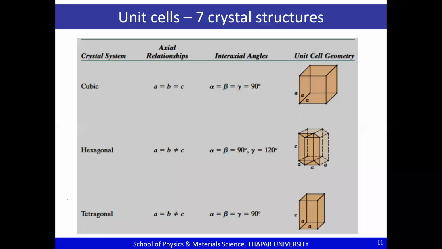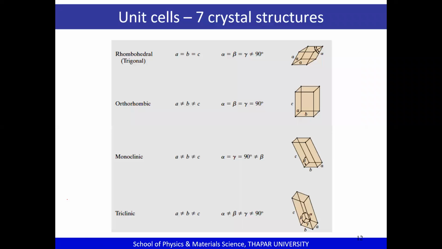Third system was tetragonal. Tetragonal also has the same axial relationship, that is A equal to B but not equal to C, while all the 3 angles are 90. The fourth crystal system was trigonal. It is also called rhombohedral, where dimensions are equal, angles are equal, but not equal to 90.